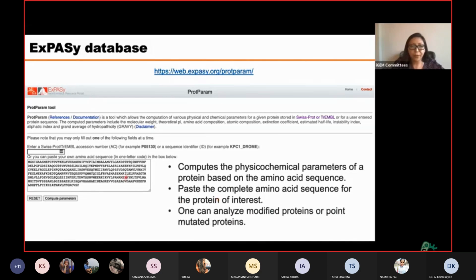And if you do mutations, like let's say that you had this protein, but you did many mutations, you could do random mutations, you could do site-directed mutagenesis, and you will have a new protein, and you need to do the same thing. You need to get the physicochemical parameters for each protein, even if you have a mutated protein.